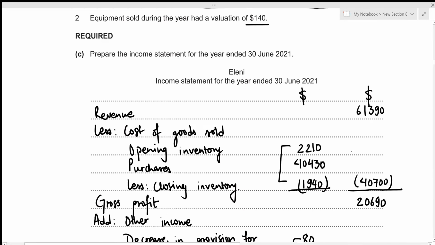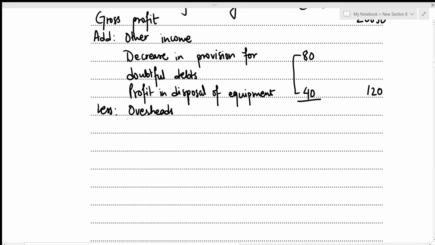Let's write these amounts down. So we have wages. Firstly, the cash paid in return for the wages was 7,620. Then the closing payables for wages was 110. We need to add it. And the opening payables for wages was 190. We need to subtract it. This gives the total wages to be 7,540.